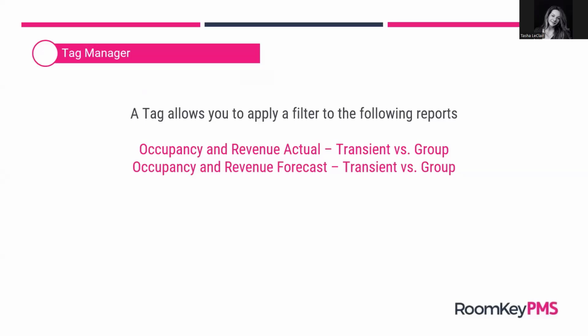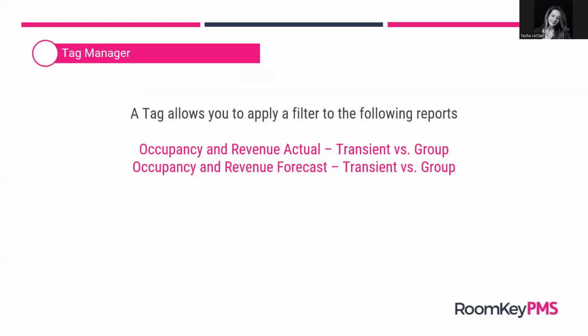So it's going to give you the number of reservations you have coming up within a select date range, how much revenue is expected for those reservations, and an ADR calculation. It's going to give you that comparison for the total in the hotel, as well as a comparison between transient, group, wholesaler, and corporate business.